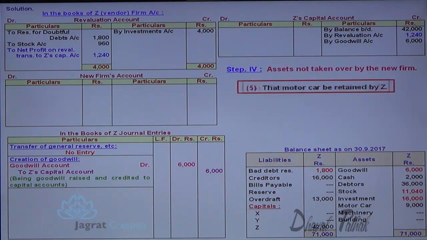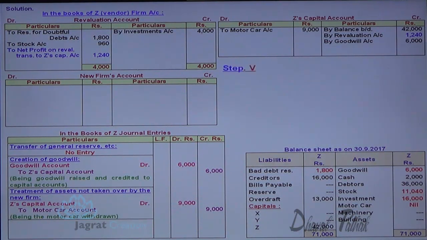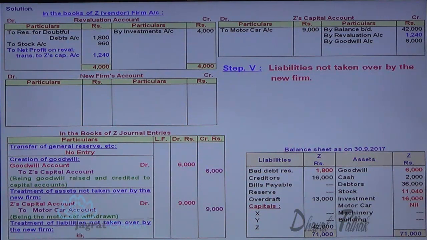Next, assets not taken by the new firm. The motor car is retained by Z. Z is not transferring the motor car to the new firm. So the motor car balance will be transferred to Z's capital account. So Z's capital account debit to motor car account credit. Motor car is given to Z. Z is the receiver. Debit the receiver. Z account debit to motor car account credit. Liability is not taken over by the new firm. Not there. So no entry.